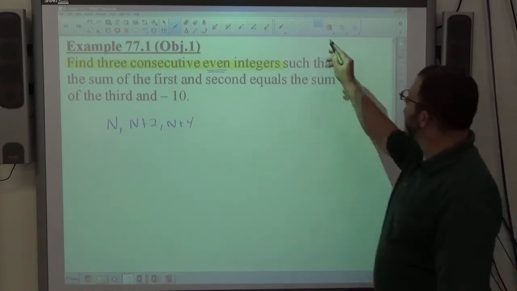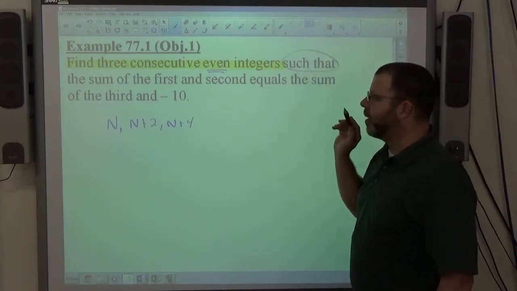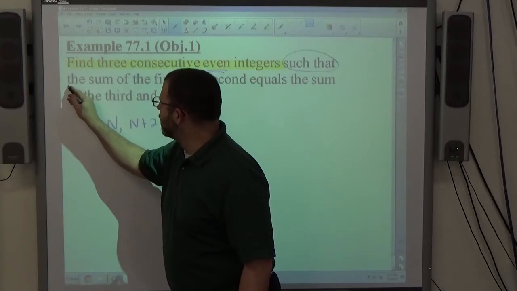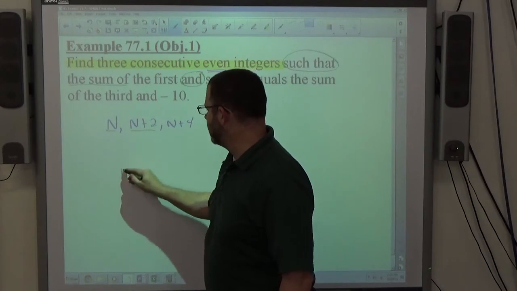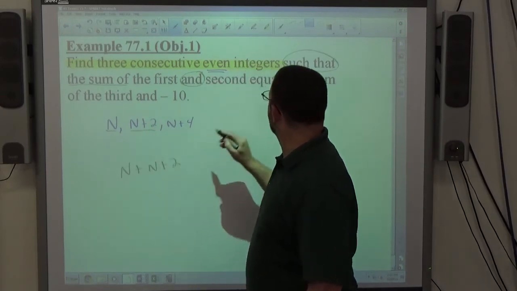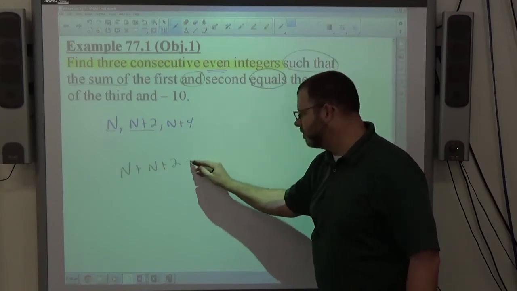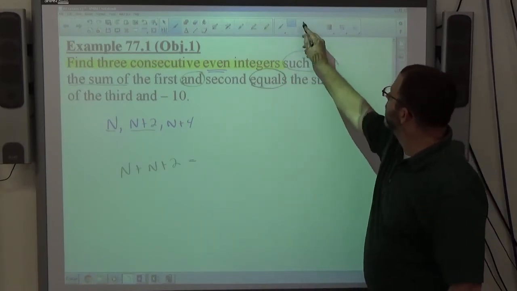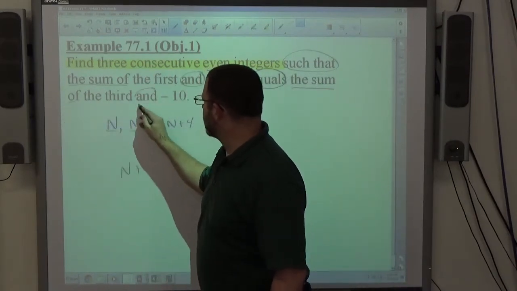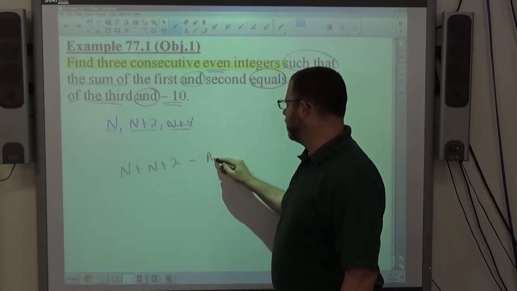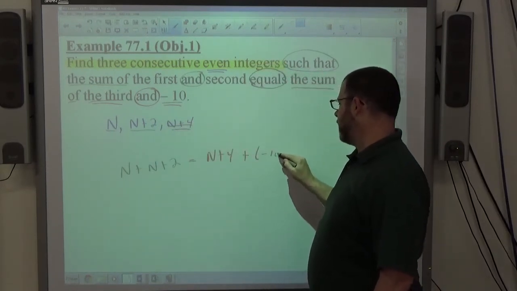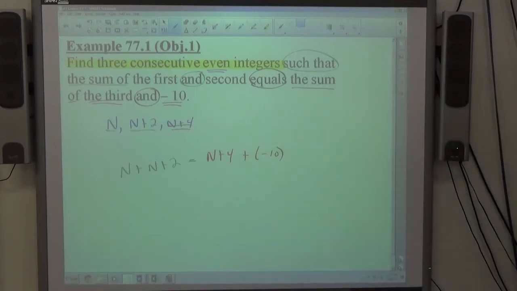All right? Just like yesterday, the words such that mean that an equation is about to start. The equation writing here says the sum of the first and second. So we're supposed to add the first and the second equals, that means equal sign, the sum of, there's the word and, we're adding the third, which is this, to negative 10. So that's n plus 4 the third plus negative 10. So again, you create the equation from the words, being careful in the equation writing that you write down exactly what you're supposed to do.